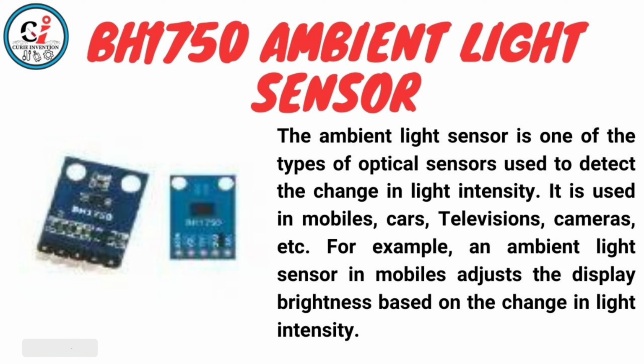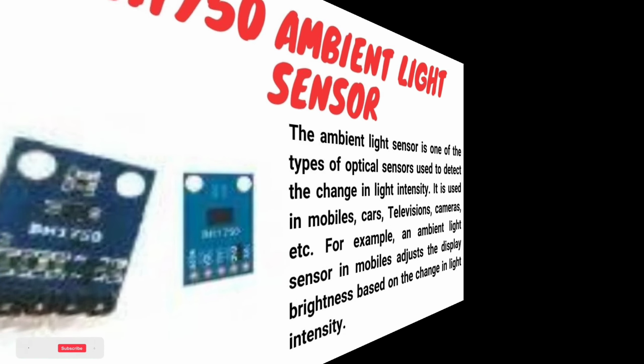BH1750 ambient light sensor. The ambient light sensor is one of the types of optical sensors used to detect the change in light intensity. It is used in mobiles, cars, televisions, cameras, etc. For example, an ambient light sensor in mobiles adjusts the display brightness based on the change in light intensity.